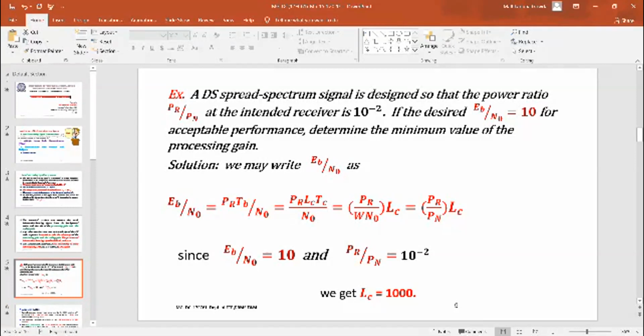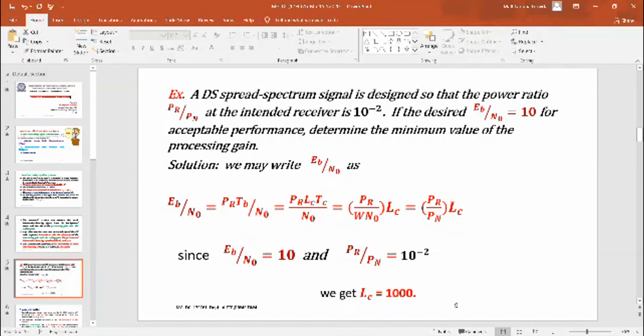And then I said that the processing gain, which is denoted as LC, is equal to TB by TC. So from that I am substituting TB as LC into TC. That is what is written next: PR into LC into TC divided by N0. Then TC is the chip duration, the chip interval, which is equal to 1 by W, I said. So I am substituting that here. That gives PR divided by W into N0, into LC, where LC is the processing gain. Then W into N0, as I said, is nothing but Pn.